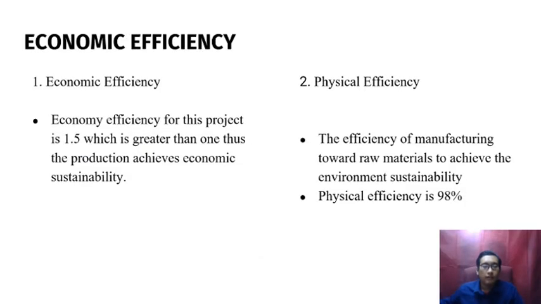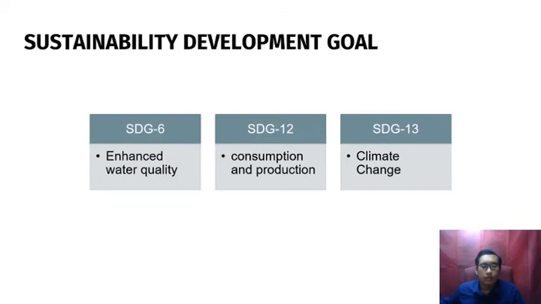Economic efficiency covers economic efficiency and physical efficiency. For the economic efficiency, this project is 1.5, which is greater than 1, thus the production achieves economic sustainability. For the physical efficiency, the physical of the manufacturing towards the raw material is to achieve environmental sustainability. The physical efficiency is 98%.